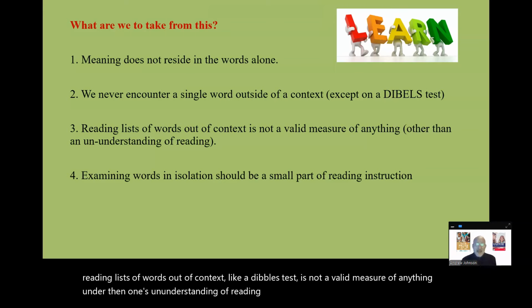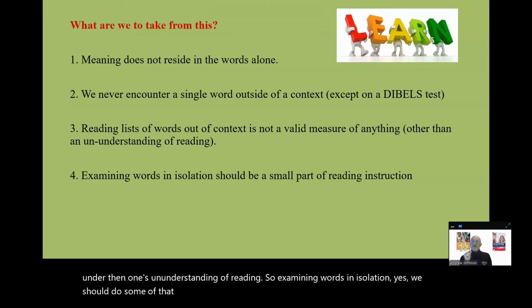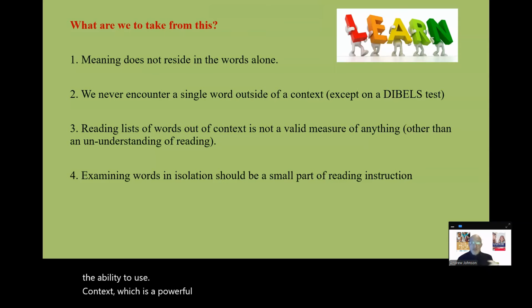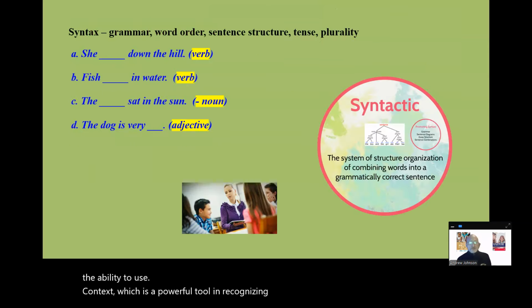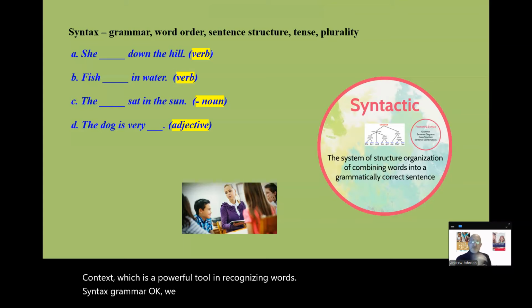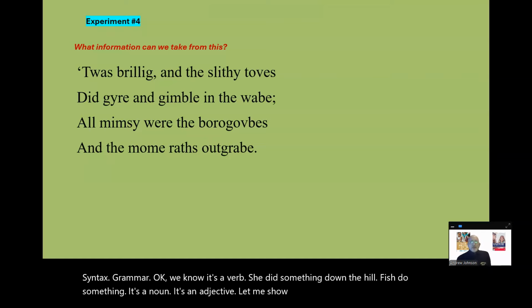So examining words in isolation. Yes, we should do some of that, but it should be just a very small part of reading because we disallow the ability to use context, which is a powerful tool in recognizing words. Syntax, grammar. Okay, we know it's a verb. She did something down the hill. Fish do something. It's a noun. It's an adjective. Let me show you an example.